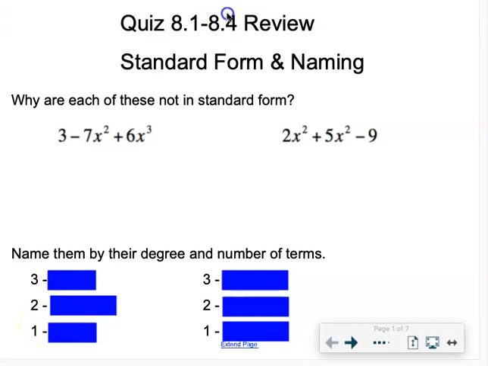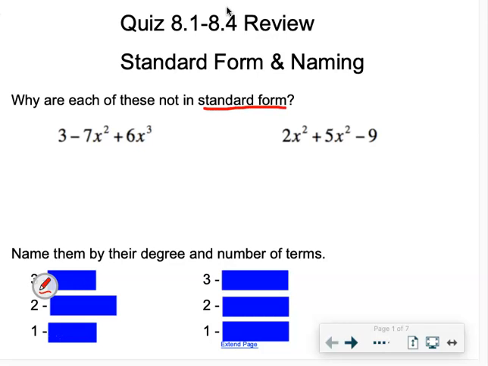This video is a quiz review for Expo. We are looking at the 8.1 to 8.4 sections of Chapter 8. First part, why are each of these not in standard form? So standard form means biggest exponent to smallest exponent.